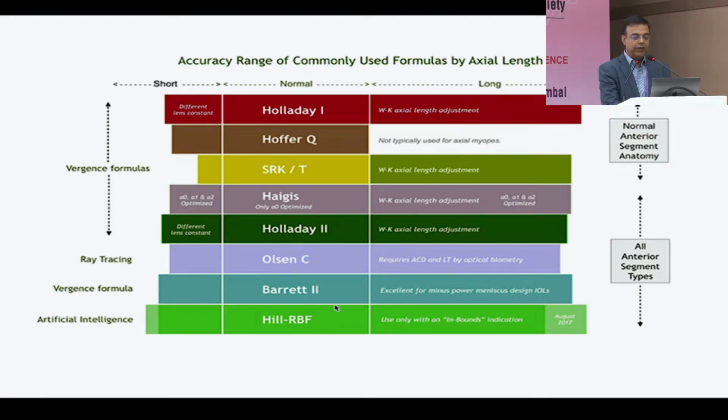But today, if we look at the bottom of this table, the Barrett Universal II and the Hill RBF seem to have the best range for the short as well as the very long eyes, and both of them do extremely well. So if you are looking for a one size fits all for 90%, 95% of your patients, these would be the two formulas, with the new version of the Hill RBF as well, which can go up to the minus meniscus lenses as well. Both of them are extremely good.